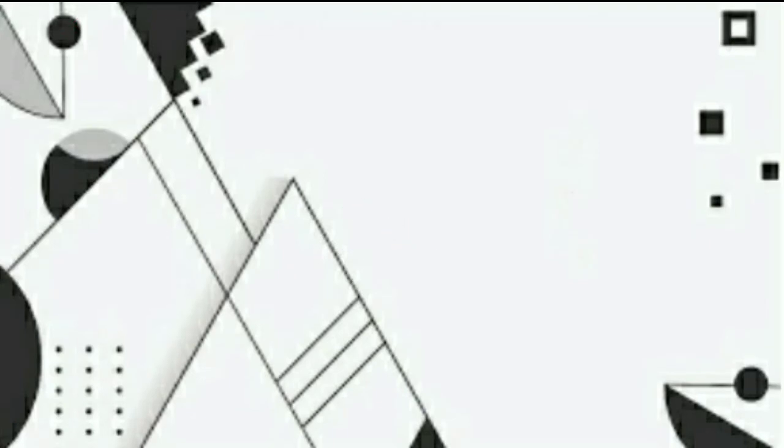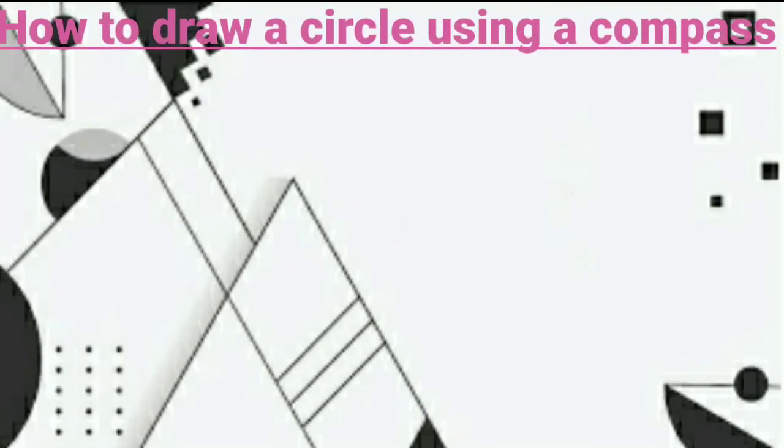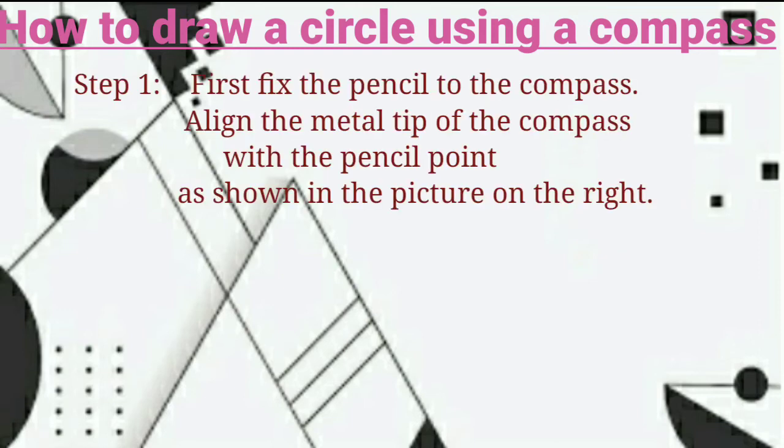Now let's learn how to draw a circle using a compass. Step 1. First fix the pencil to the compass. Align the metal tip of the compass with the pencil point as shown in the picture on the right. Note that the level of the pencil point and the metal tip of the compass must be the same.